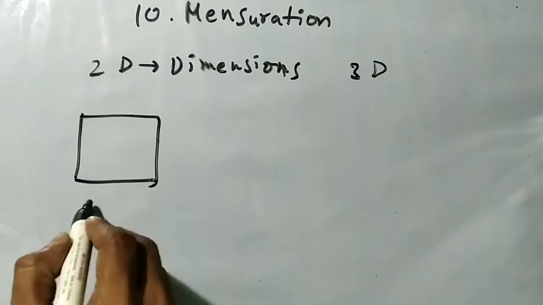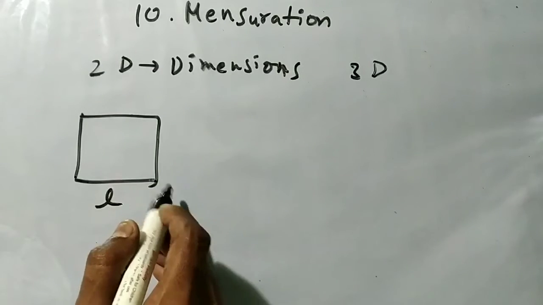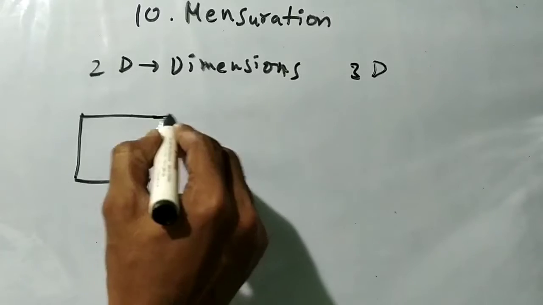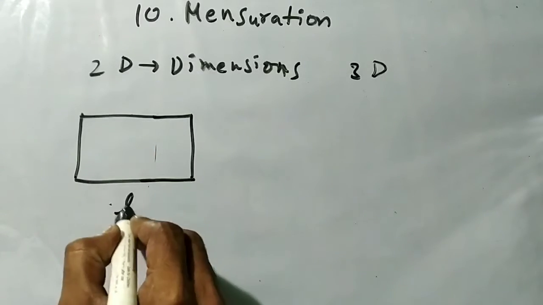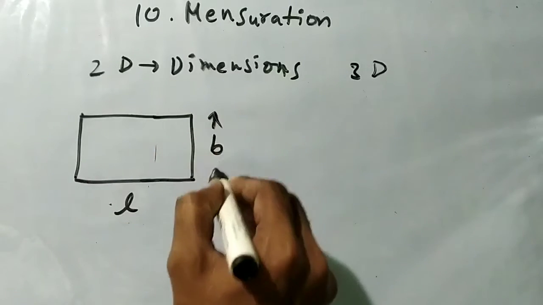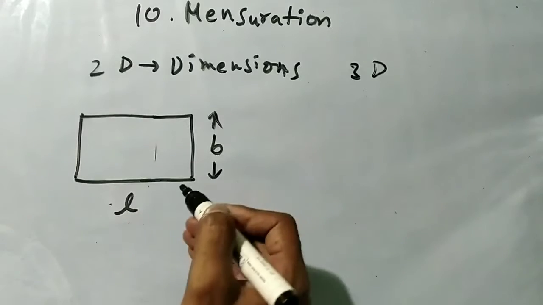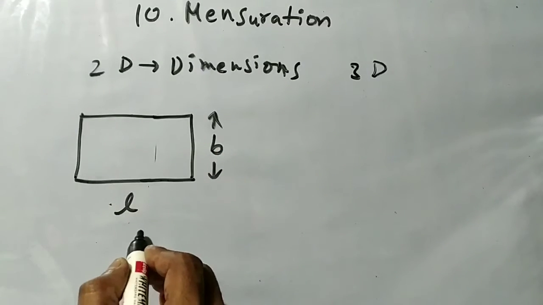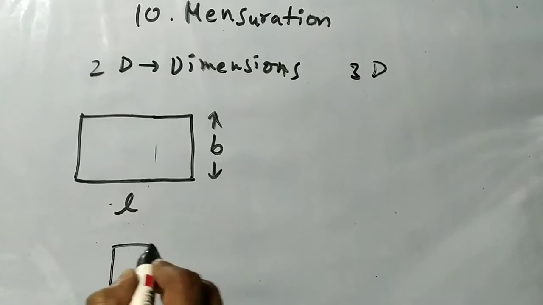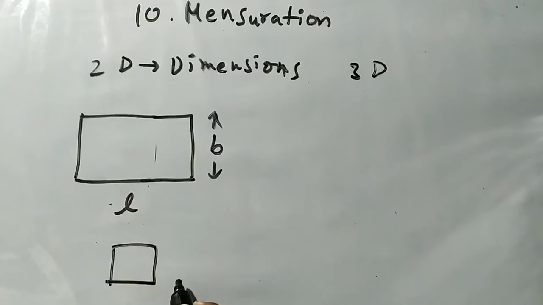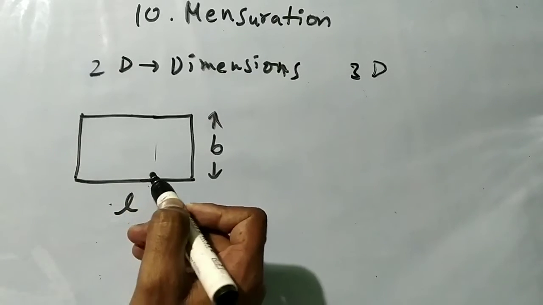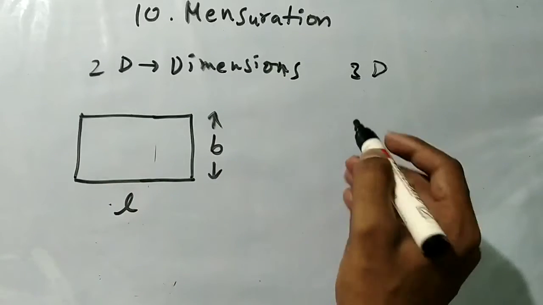Let's take a rectangle because it is easier to explain. This is the rectangle, this is the length and this is the breadth. So with length and breadth, there are only two dimensions. Let's take another figure, a square, which has all sides equal. So here the rectangle in 2D becomes a cuboid in 3D.